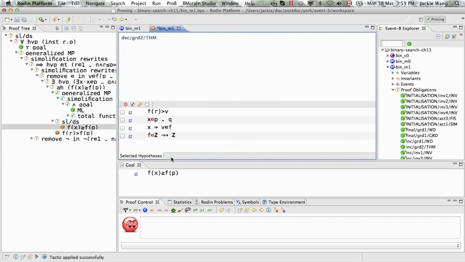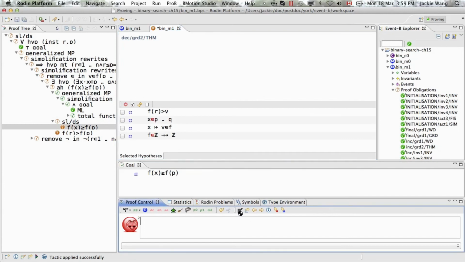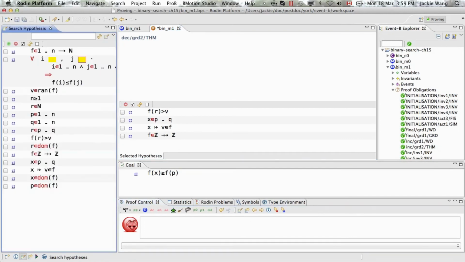Okay, so let's look more closely at this. So f of r is larger than v, and x maps to v is in f, which means f of r is larger than f of x. And we need to add some hypothesis here. In fact, Rodin will find the relevant hypothesis sometimes for you, so you don't really have to do that, but I'll just do it for you in this case.